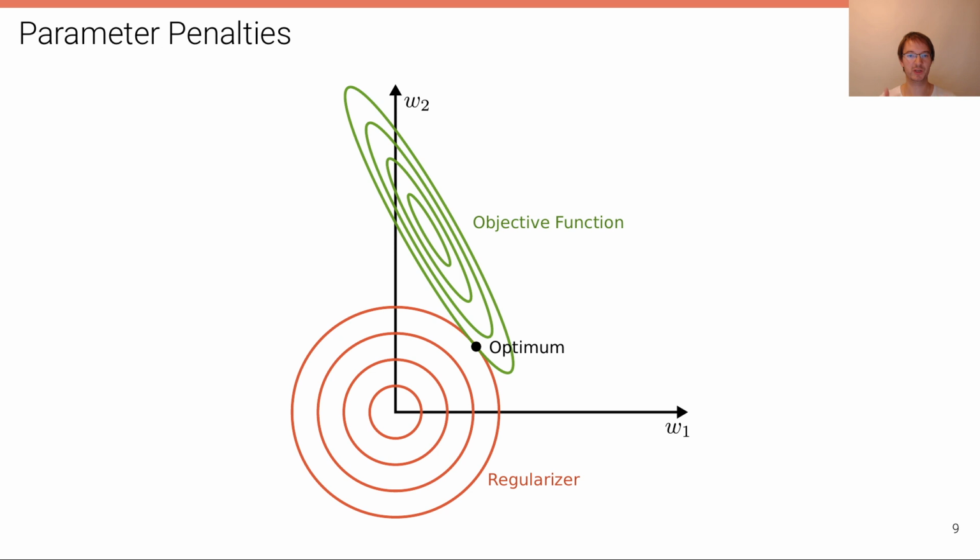This is a geometric view on the problem where we're looking at the parameter space now. Here we have a two-dimensional parameter space. Of course, we have many more parameters typically in practice, but for the sake of simplicity, we draw two parameters, W1 and W2. And we have the contour plots of the objective function in green and the regularizer in red. Now, what is a contour plot? A contour plot is a plot of curves where every point on the same curve corresponds to a location where the function takes the same value.